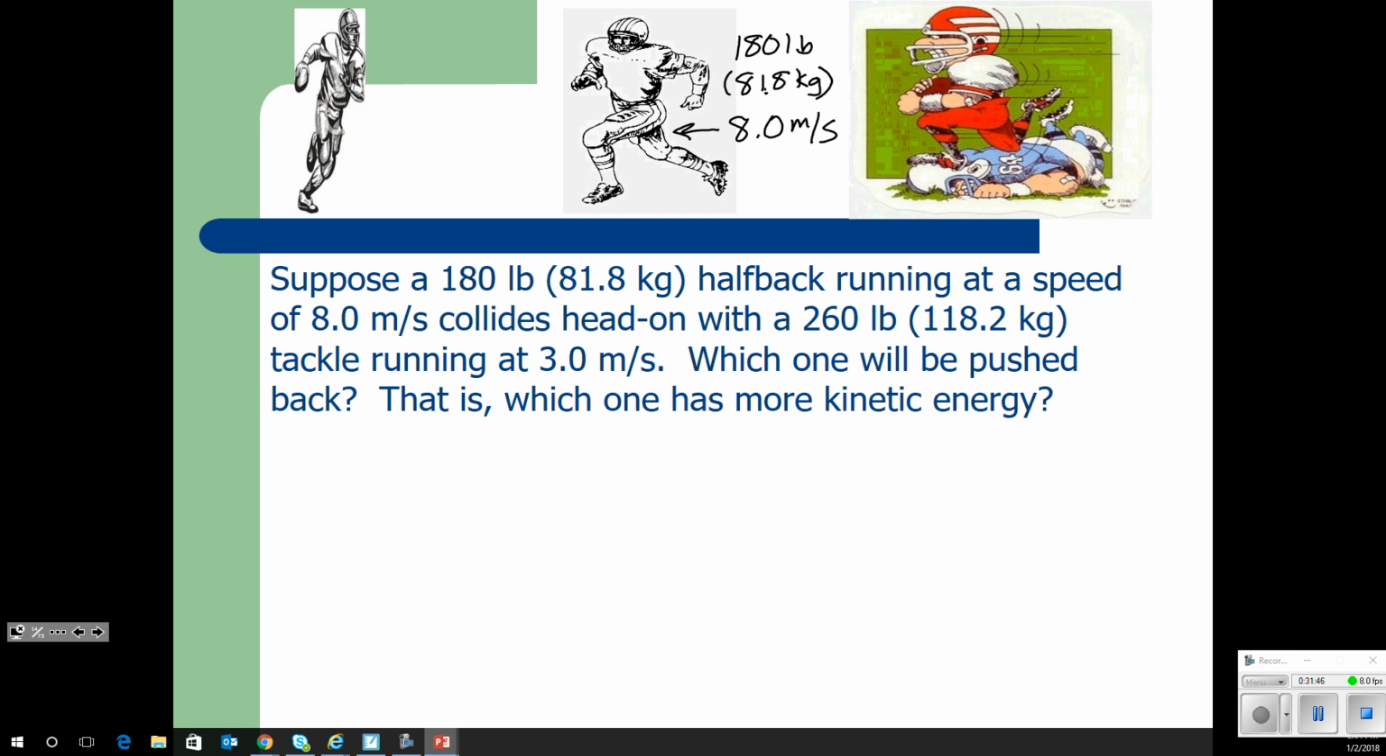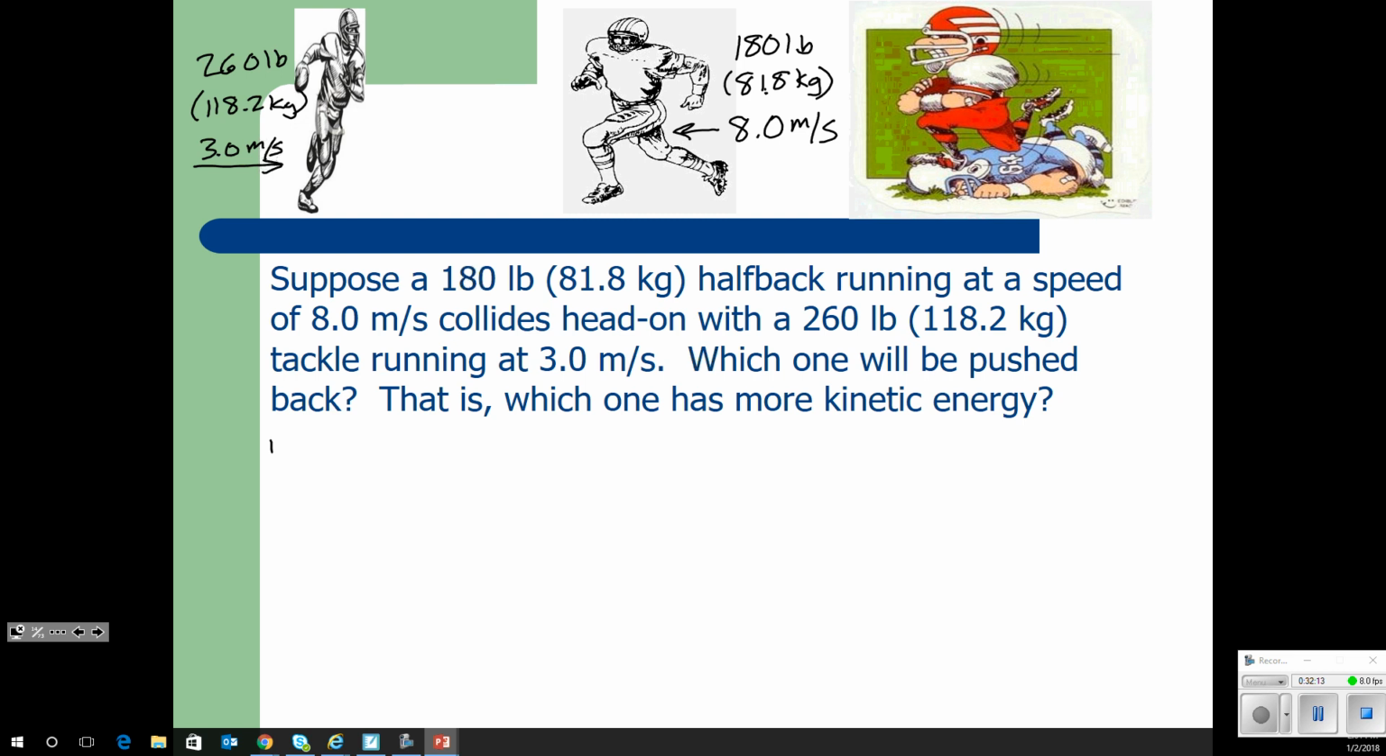This guy, even though he doesn't look fatter, he's actually fatter. He's 260 pounds, and he weighs 118.2 kilograms, but he's only running this way at 3.0 meters per second. I want to know which one's going to run over the other one and push them out of the way. Okay? So, which one has more kinetic energy?